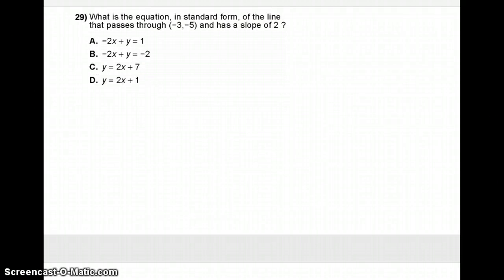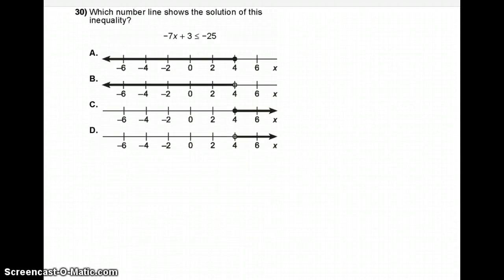29. What is the equation in standard form of the line that passes through negative 3, negative 5, and has a slope of 2? Number 30. Which number line shows the solution of this inequality?